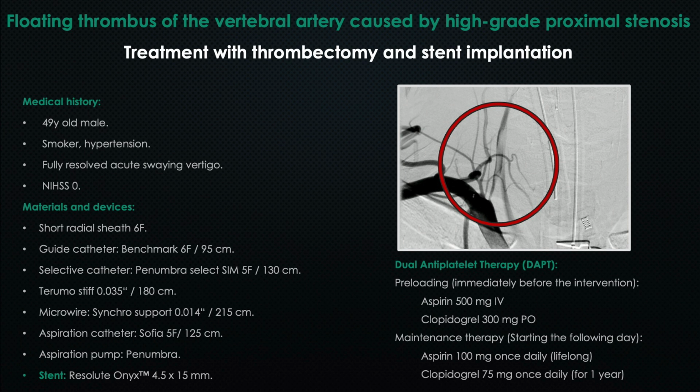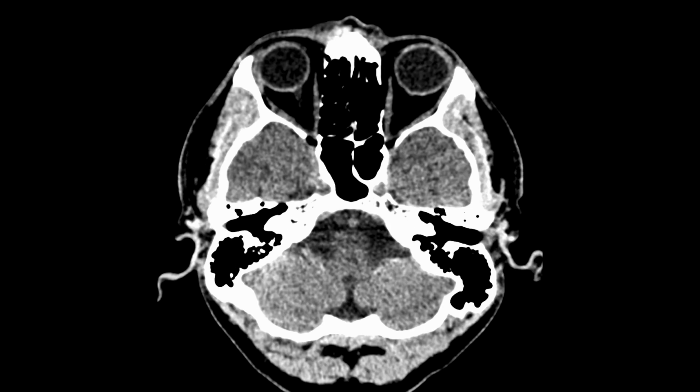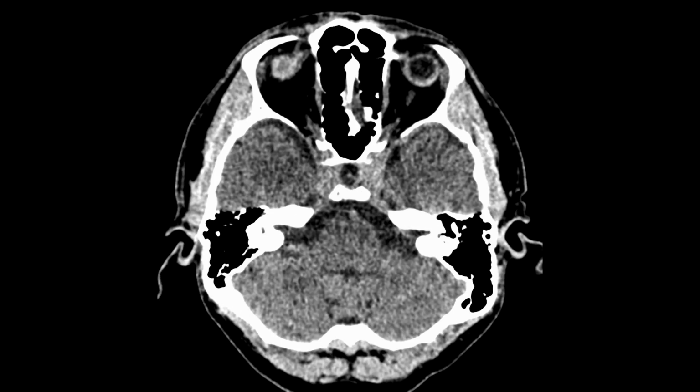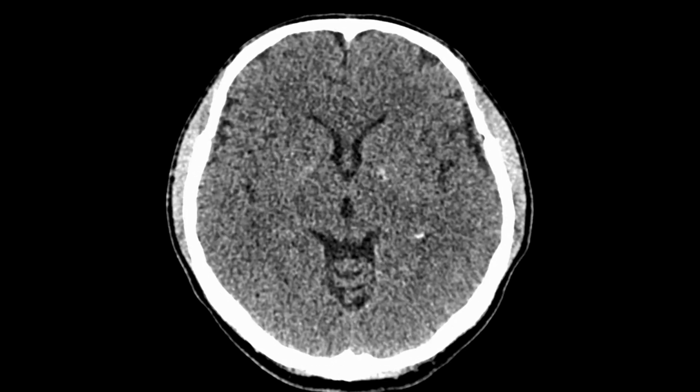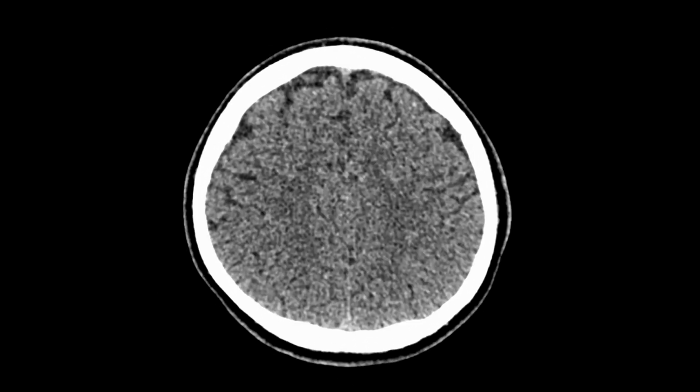It was a young male patient, 49 years old, smoker, and has arterial hypertension. He came with a very short episode of swaying vertigo, and after that, he was free of symptoms. In the CT scan, we've seen a small infarction in the PICA territory on the right side. Other than that, we haven't seen any further infarctions or hemorrhage.